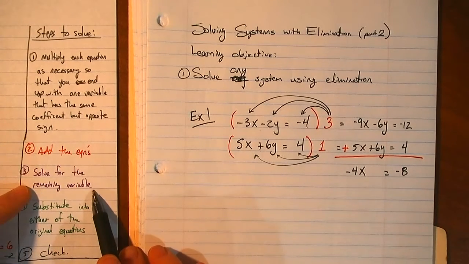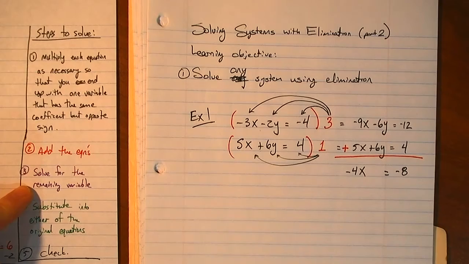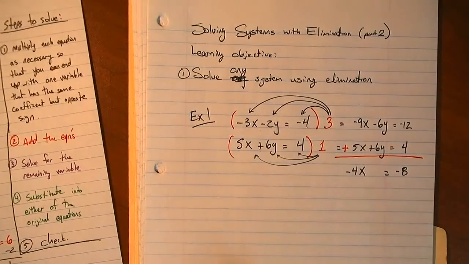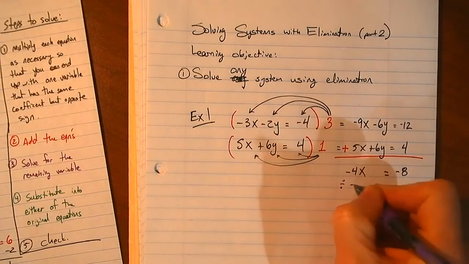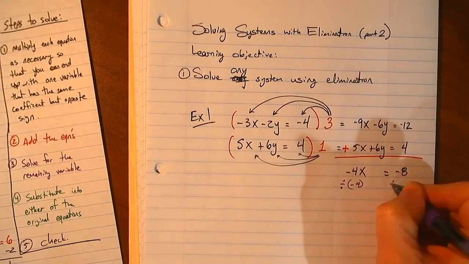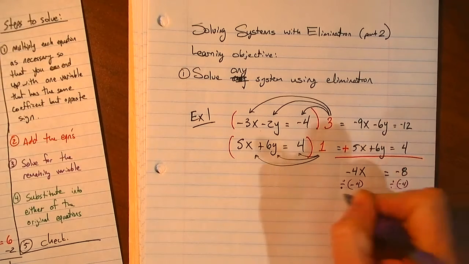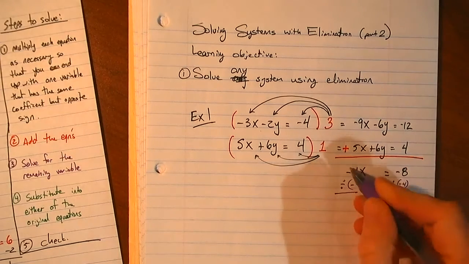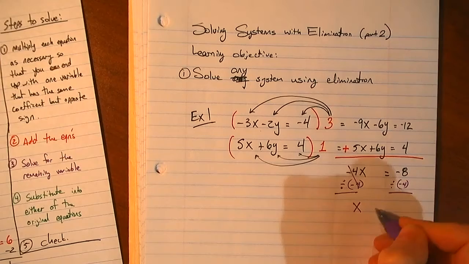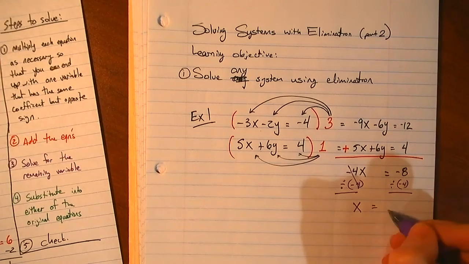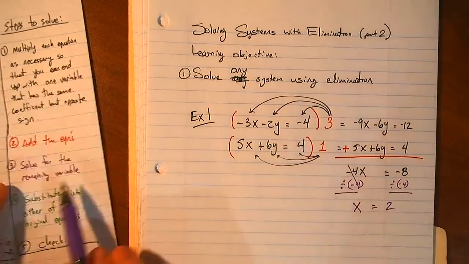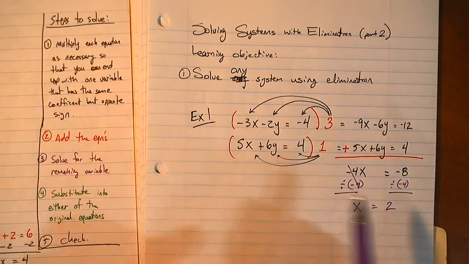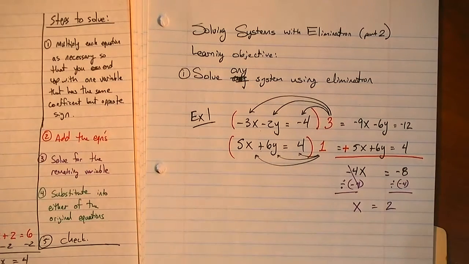So now I solve for the variable that's left. In this case, the variable that's left is x. In order to solve for x, I'm just going to divide both sides by negative 4. So when I divide by negative 4, these 4's cancel out. That leaves me with an x. Negative 8 divided by negative 4 is a positive 2. So now I have solved for the remaining variable. I know that x is equal to 2.